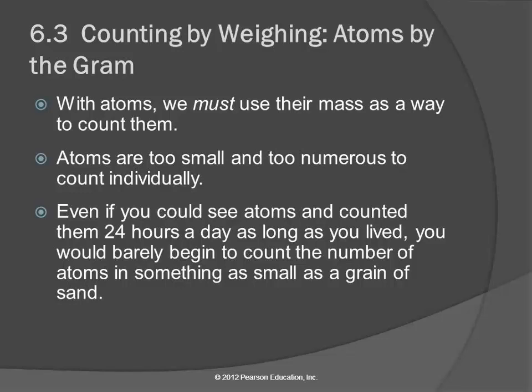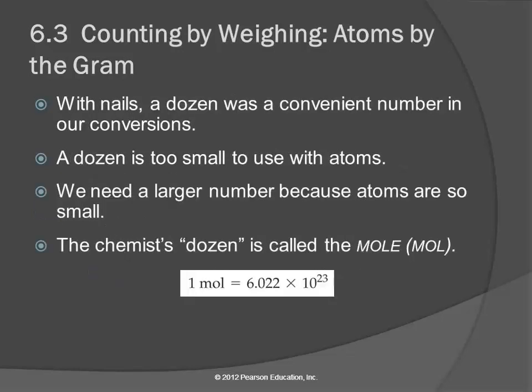So if you counted atoms for the rest of your life, 24/7, didn't take a nap, didn't eat, didn't do anything else but count atoms, you couldn't even count the atoms in one grain of sand. We can't count atoms. It's ridiculous. So we weigh them instead. Just like we can count nails by weighing them, we know how many nails are in a certain mass, and then we weigh them, and then we can figure out the number of them. We do the same thing with atoms.